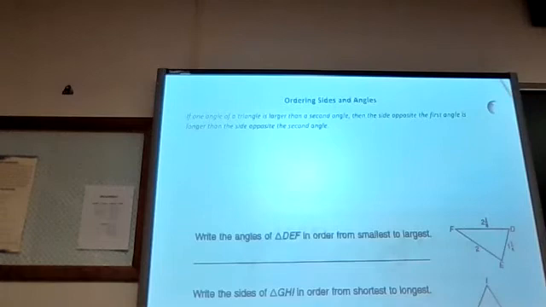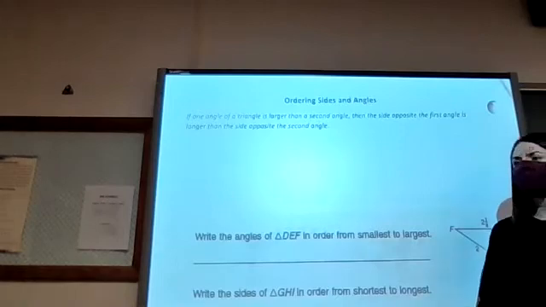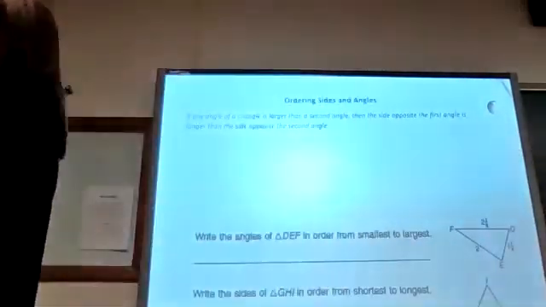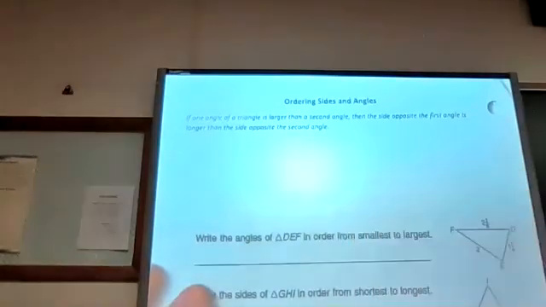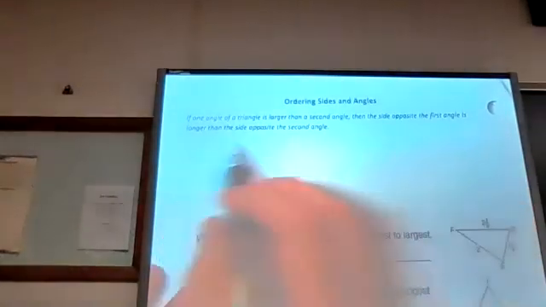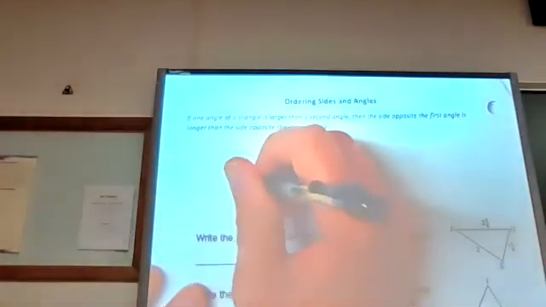So what you notice with angles and sides is that given angles, I could order my sides from smallest to longest, shortest length to longest length. Or if I knew my sides, then I know which angle is the smallest, which angle is the middle, and which angle is the largest. So the sides and the angles have this relationship where we can order them from smallest to largest or vice versa.